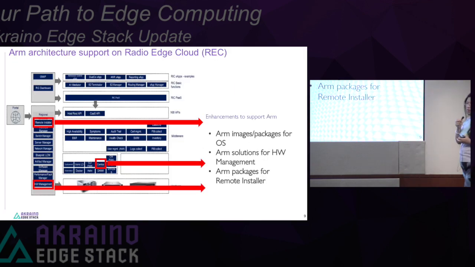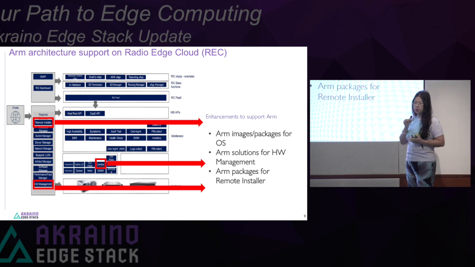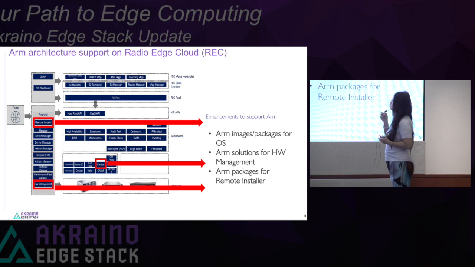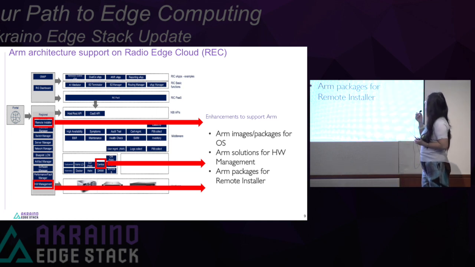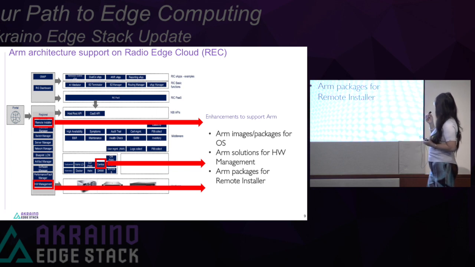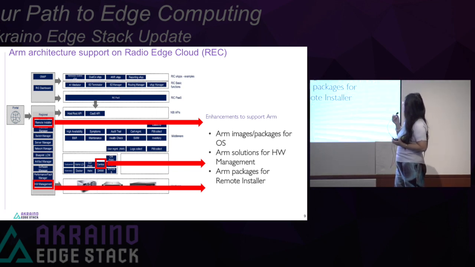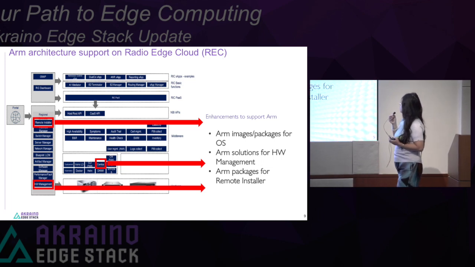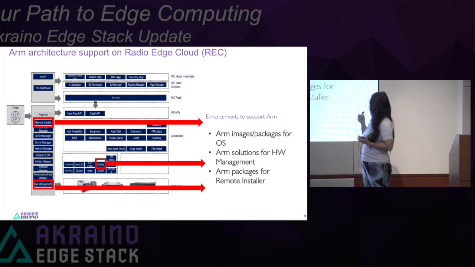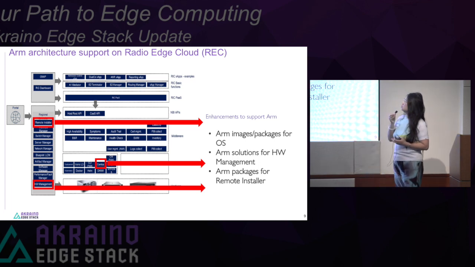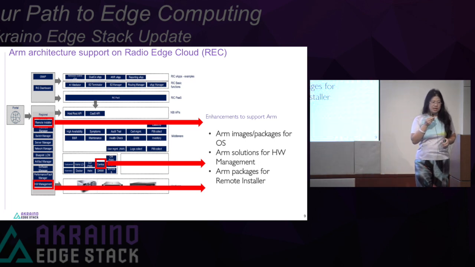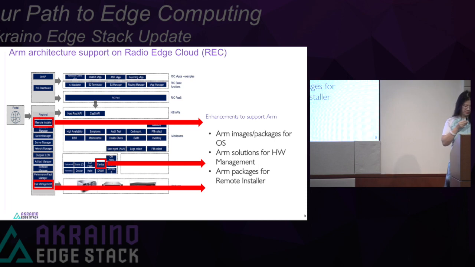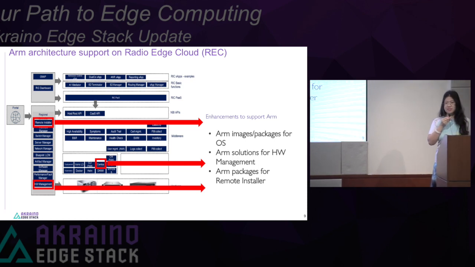This is what the ARM architecture support on Radio Edge Cloud looks like. I highlight several parts. For the remote installer, the enhancement is to do some ARM packages. For CentOS, it supports ARM images and packages. For hardware management, it supports ARM solutions. This is all kinds of enhancement if it runs on ARM. Currently, it works on x86 today.